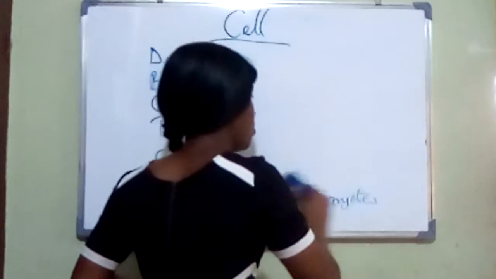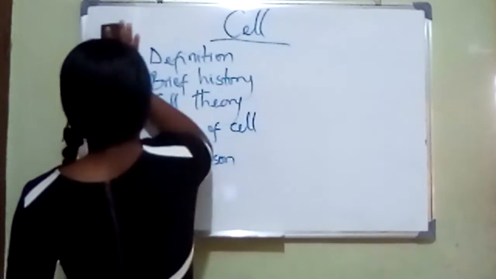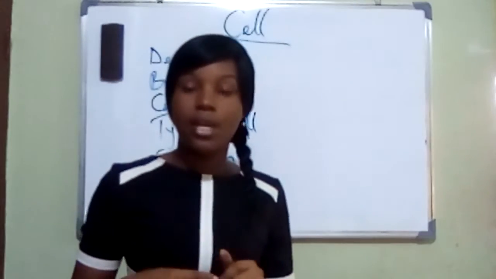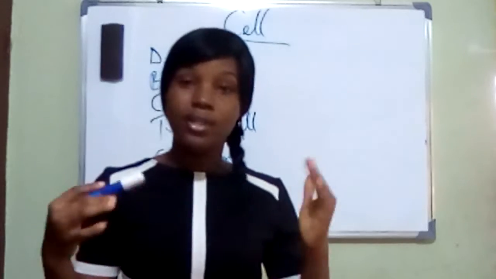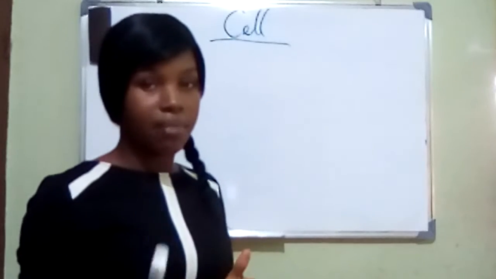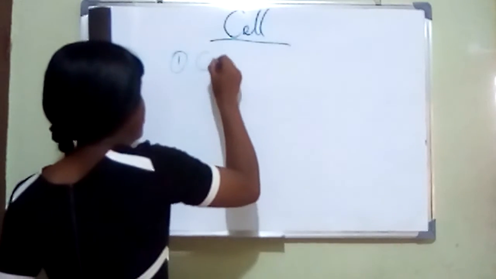Now we are going to be comparing these two types of cells to see the similarities and the differences between them, which gave the reason for putting them in different categories. Okay, I'll be comparing them based on several characteristics which one might possess and the other might not. And the first is cell size.